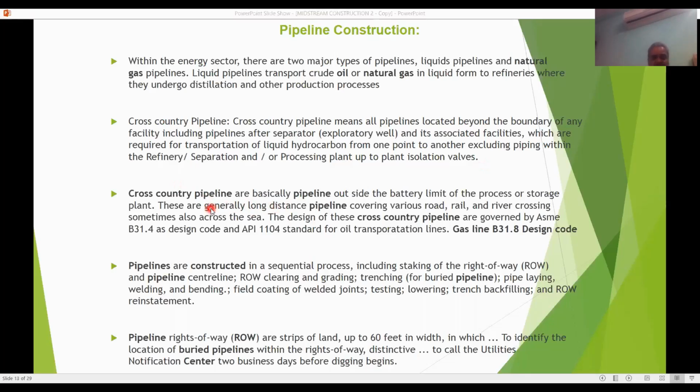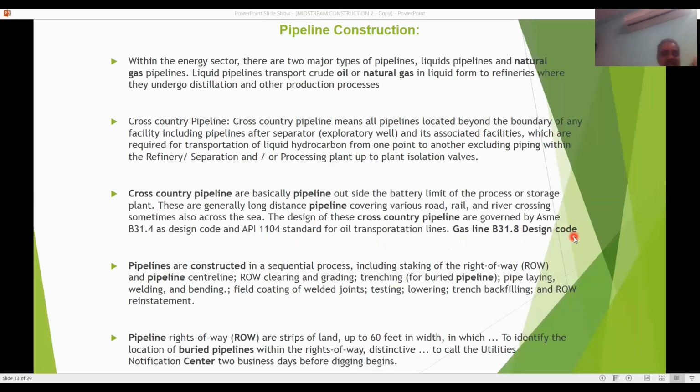Cross-country pipelines are basically pipelines outside the battery limit of the process or storage plant. These are generally long-distance pipelines covering various roads, rail crossings, river crossings, sometimes also across the sea. The design of these cross-country pipelines is governed by ASME B31.4 as design code, API 1104 standard for oil transportation lines, and B31.8 design code for gas lines.